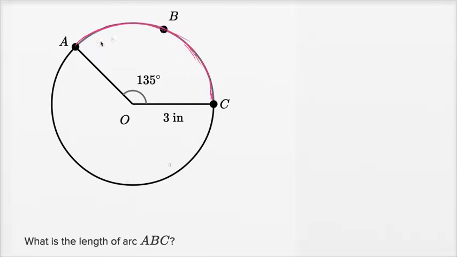And so when they tell us B, we know that we're going from A to C through B. So by giving us that third letter, it resolves the ambiguity on which arc we're talking about. So what is the length of that arc? Well, the first thing we could do is think about what's the circumference of this circle, and then we could say, what fraction of the entire circumference is this arc?